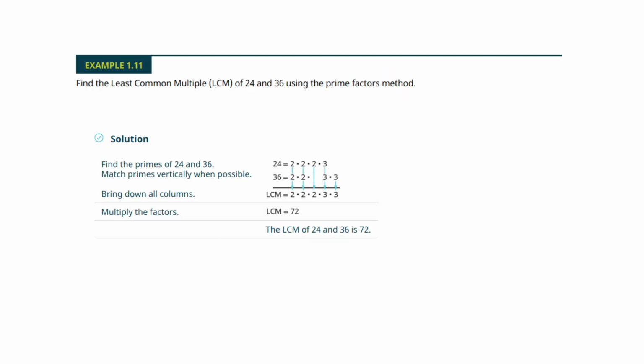Okay, so some more of the same. The numbers have been broken down. They shared a 2, I bring down 1. Shared another 2, bring down 1. Shared a 3. Now any other numbers they didn't share come down. Multiply it together. I get the least common multiple.